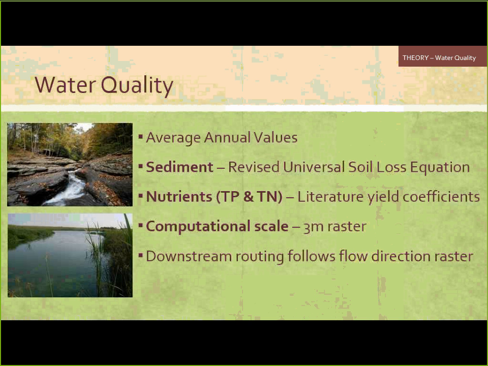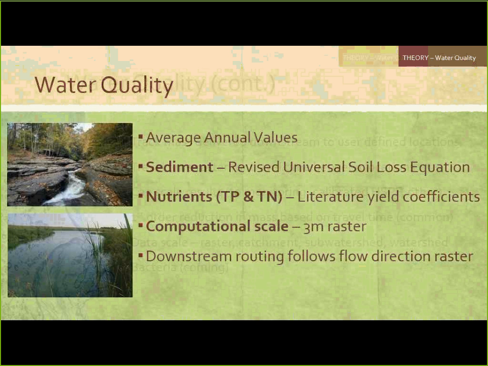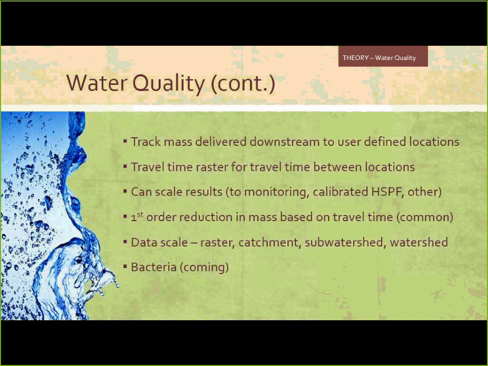And then we're keeping track of where that mass goes. We're basically routing that mass downstream using some simple equations. They're first order decay equations if you really want to know what those equations are. Again, that's a very commonly used approach in the water quality modeling world. We track that mass downstream to user-defined locations. So basically when you run PTMApp desktop, you put points in it, and those are the locations where you're able to get information about loads and yields and the effectiveness of practices.